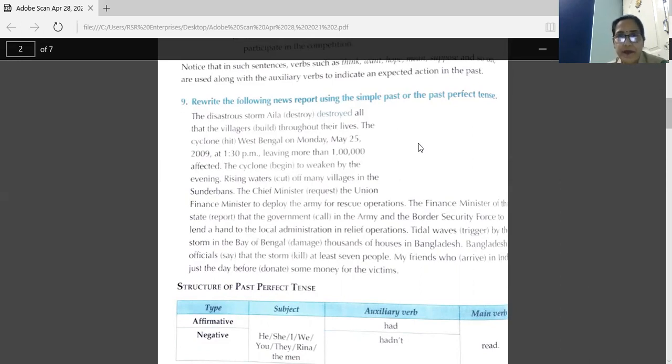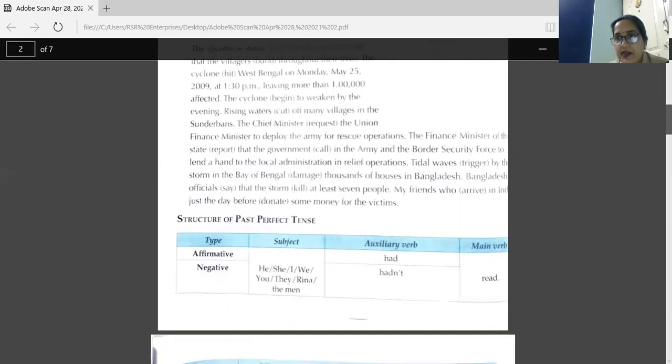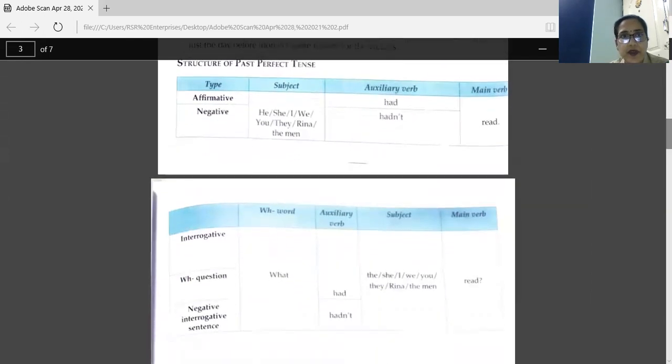After this, we have the structure of this tense in different sentences. First, we have affirmative. Subject is given there.